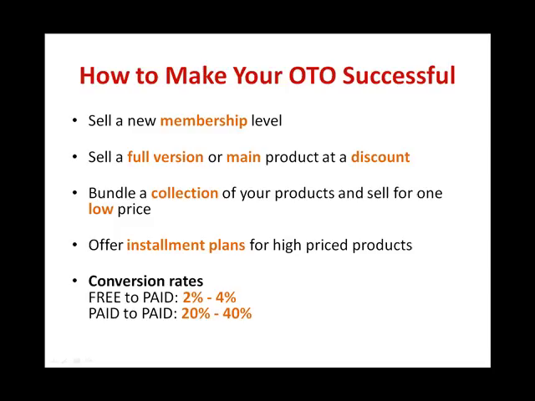Here are some ideas to make your OTO successful. You can sell a new membership level. You can also sell a full version or main product at a discount, because if he passes up this offer, he'll have to pay at retail again if he chooses to buy again next time. You can bundle a collection of your best-selling products and sell them for one low price, so your customer will save big time. You can also offer installment plans for high-priced products. Let's just say you have a $1,000 product and not everybody can afford $1,000 right away. So you can offer a 3-month or 6-month installment plan for a high-priced product like that, for example.